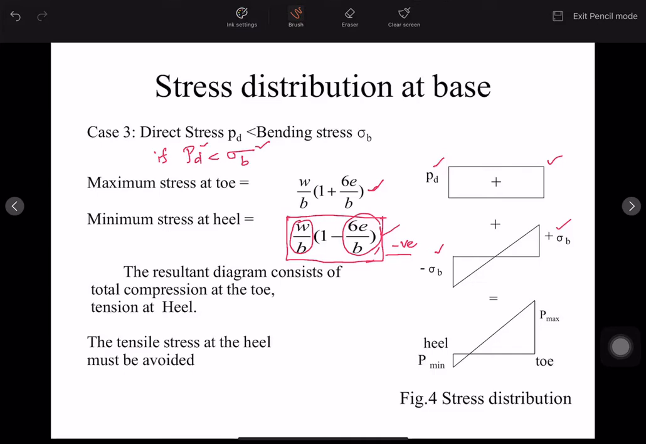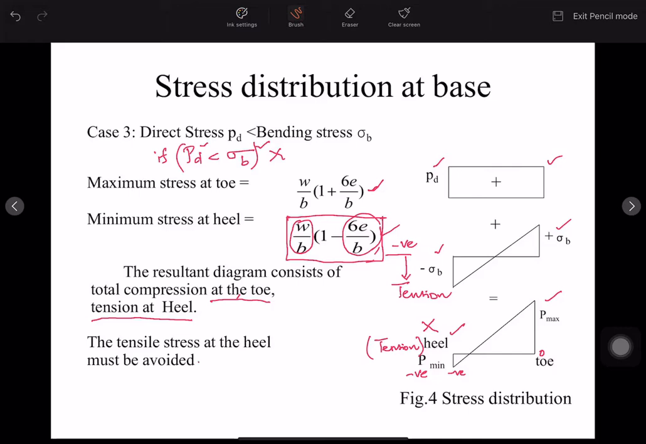What does the negative sign indicate? The negative sign indicates tension in the dam material. So the resultant diagram consists of total compression at the toe and tension at the heel, because this is having a negative value here. That is why the value has gone below this 0. So this is a negative value, which is under tension. Such cases need to be avoided.